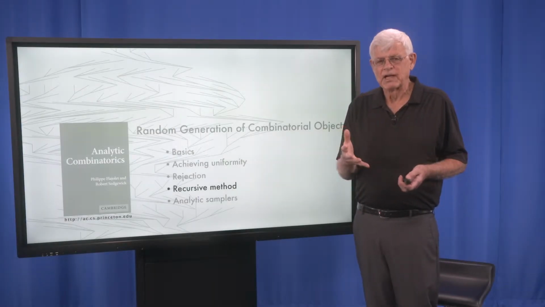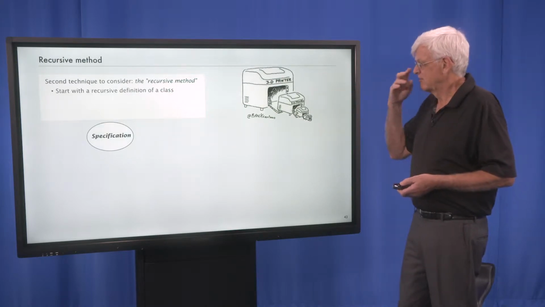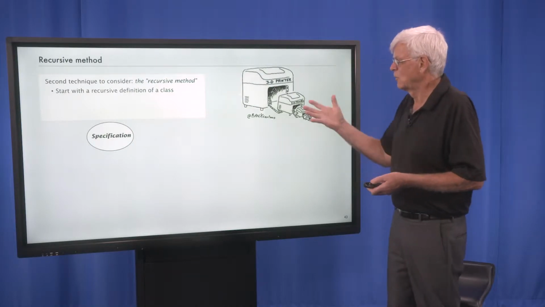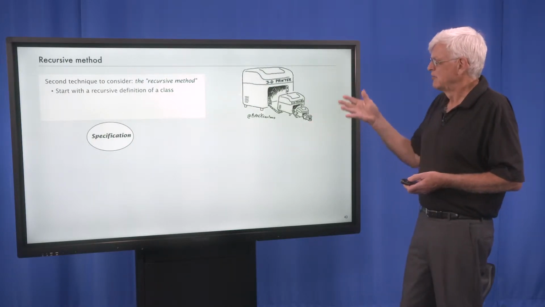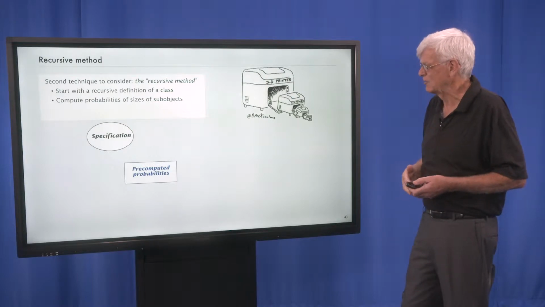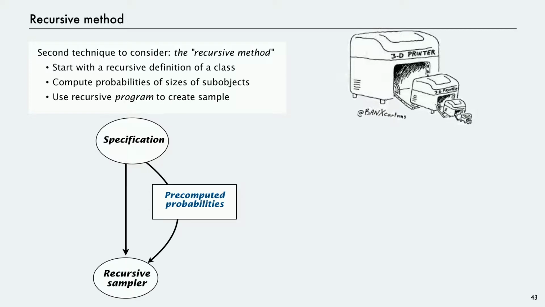Next method that we're going to look at is a general technique called the recursive method. It's an old method that is effective, and we'll take a look at a modern rendition of it. So what we do is we start with a specification, which often is just a recursive definition of a combinatorial class. And what we need to do is pre-compute some probabilities, and I'll give a couple of examples. And then from those things, we can pretty much directly generate a recursive program that will create a sample.